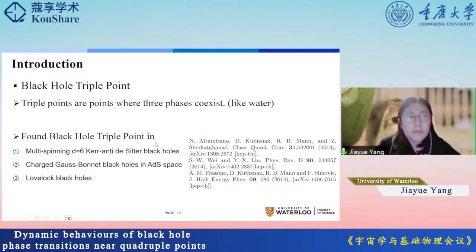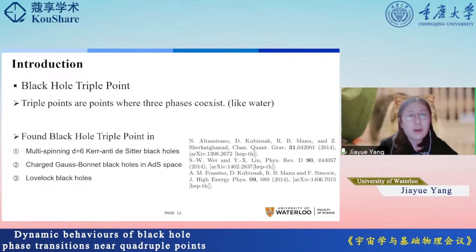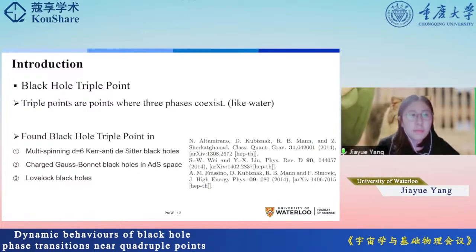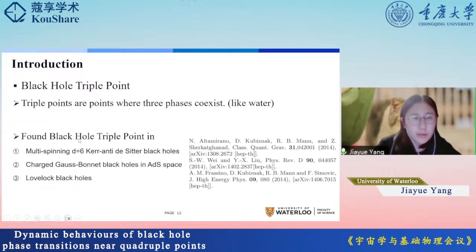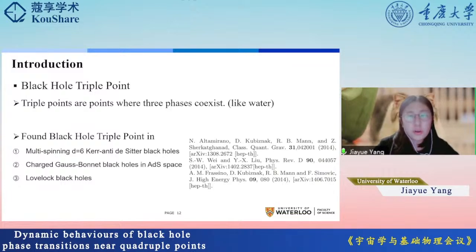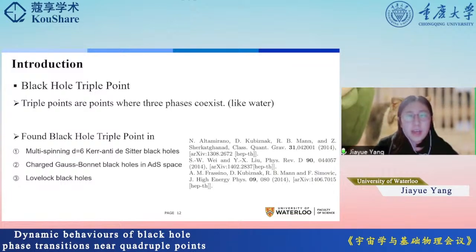And then after talking about the black hole phase transition, there are more chemical phenomena in the black hole system. The most famous one is the black hole triple point. Just like water in chemistry, it has the liquid, the solid, and also the gas phase. And we have the triple point of water, where the 3 phases meet together. And for black holes, we also have the triple point. The triple point is defined as a point where the 3 phases coexist.